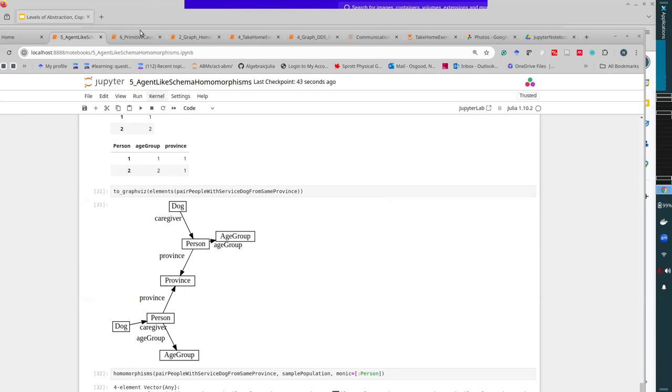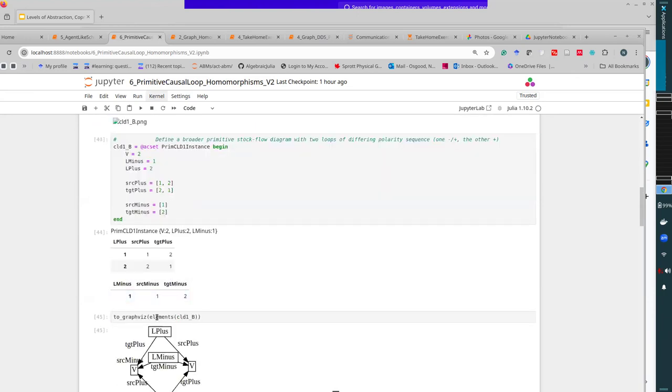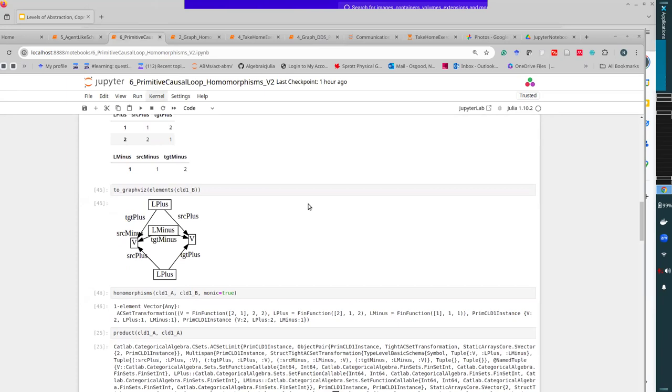Next time, we're going to talk about primitive causal loop diagrams, and we're going to find homomorphisms between causal loop diagrams as represented in a primitive sort of way. And we're going to find the ability to recognize one of these inside another, okay? Like find one pattern inside a bigger causal loop diagram. Are we good with this? Okay, so that's for next time.